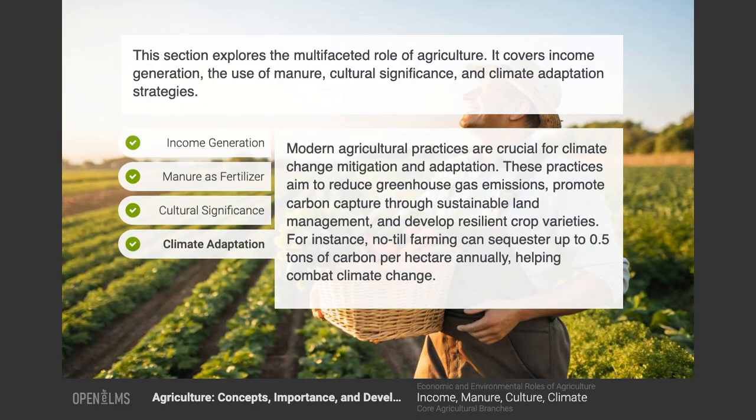Modern agricultural practices are crucial for climate change mitigation and adaptation. These practices aim to reduce greenhouse gas emissions, promote carbon capture through sustainable land management, and develop resilient crop varieties. For instance, no-till farming can sequester up to 0.5 tons of carbon per hectare annually, helping combat climate change.